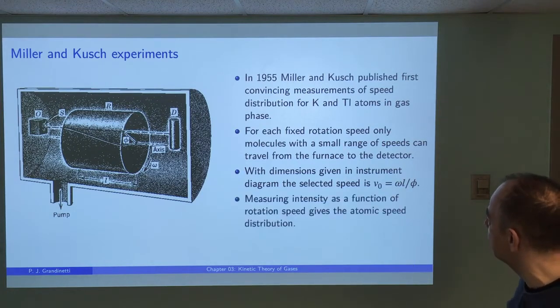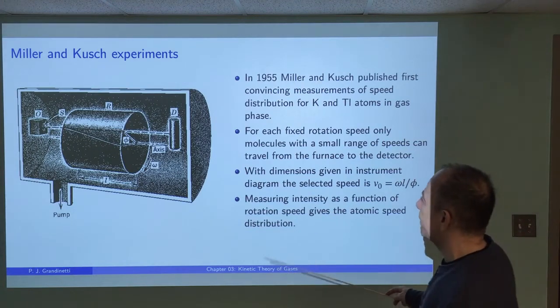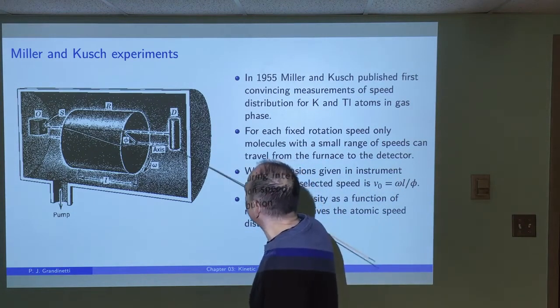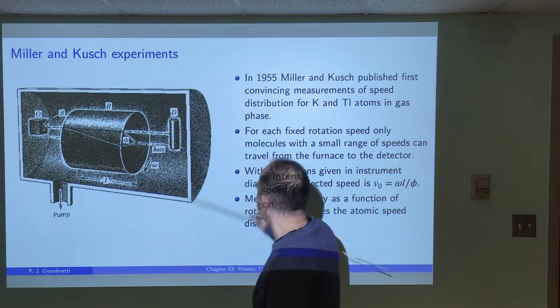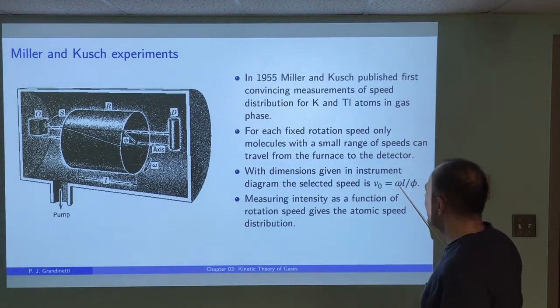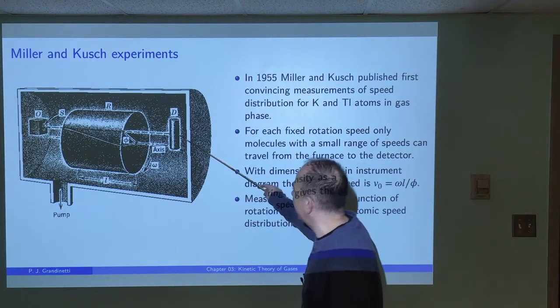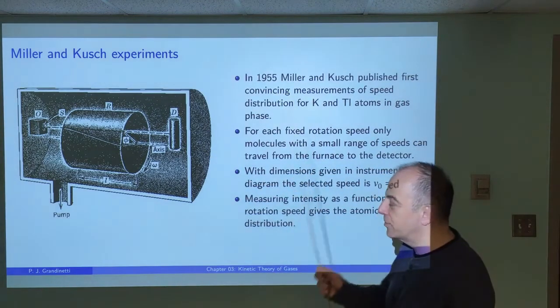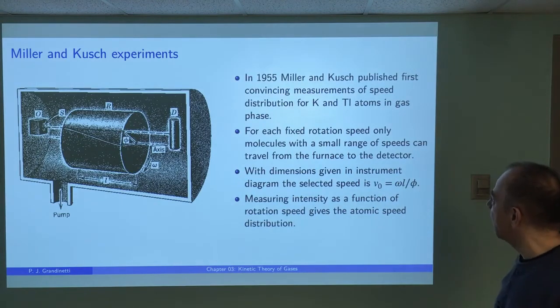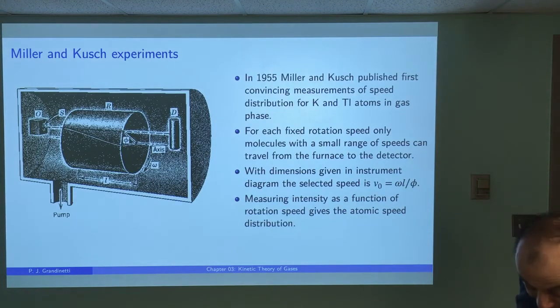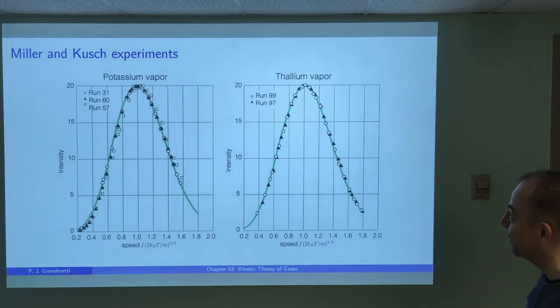And so what they're going to do is measure the count at this detector as a function of the speed, and then convert that into the velocities that are making it through, and then have a count as a function of molecular speed. Okay, so let's take a look at the experimental results.